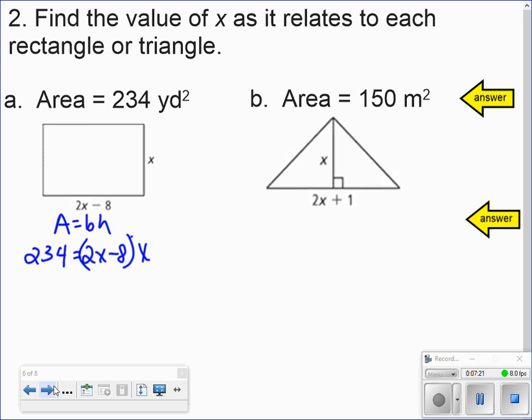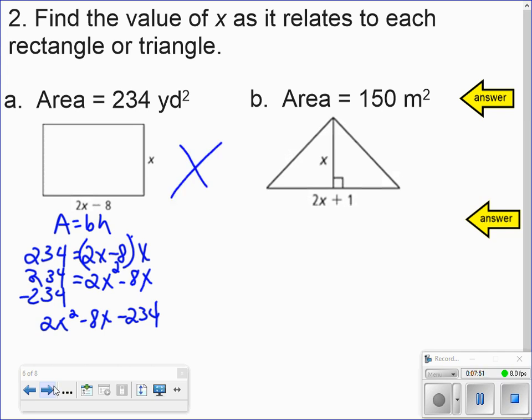When we want to solve questions like this, we solve them by factoring. So I distribute the x. It gives me 2x squared minus 8x equals 234. I'm going to subtract 234 to get everything on one side, and then I'm going to rewrite it so that's 2x squared minus 8x minus 234. Now, again, because this coefficient is larger than 1 for a, I'm going to use math. So I'm going to be looking for a product of negative 468, and a sum of negative 8.